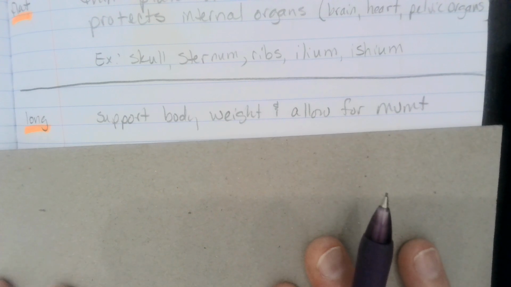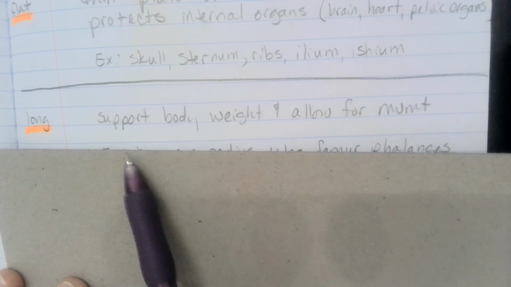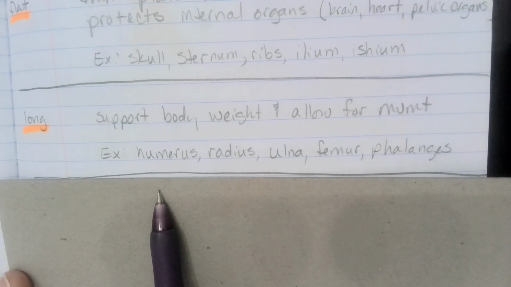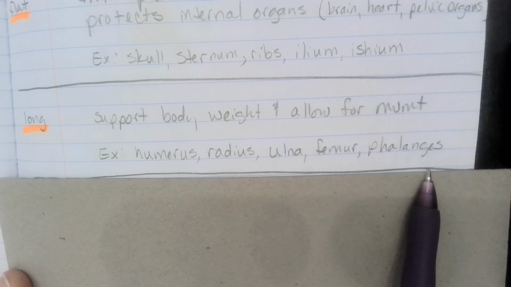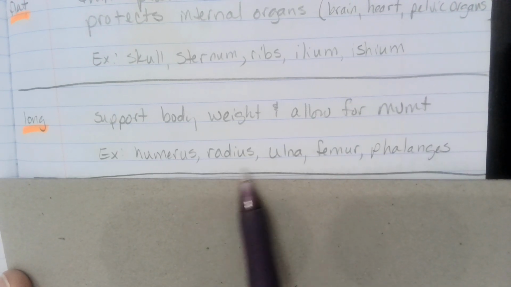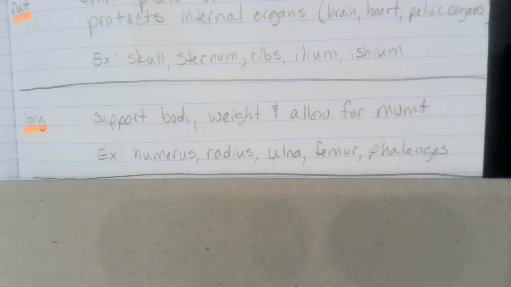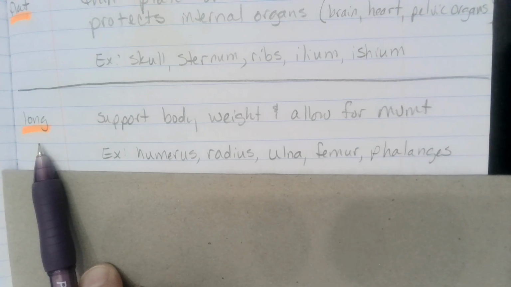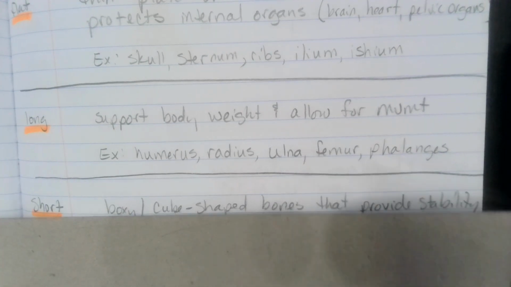Long bones support your body weight and allow for movement. Some examples of long bones are the humerus, radius, ulna, femur, phalanges. So femur, humerus, even radius and ulna, those bones in the arms and the legs are probably more along the lines of what you think of when you think of a bone. Phalanges in your hands or feet, those are also very similar in shape, and they're not as long, but they're similar in shape as these other bones, and function for sure.